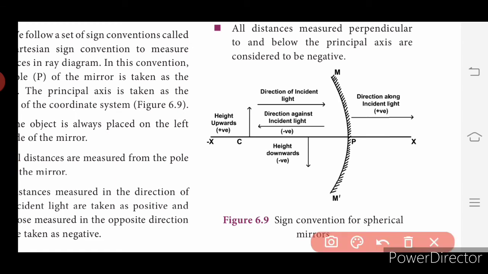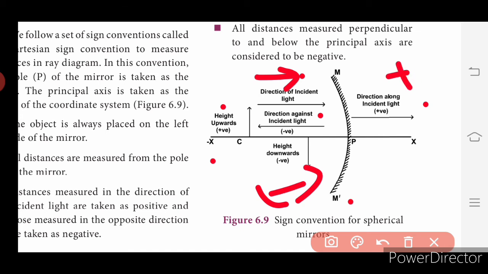You see the diagram here. So you have the mirror M and M dash and X dash. Height upwards is positive, direction along the incident ray is positive, the direction of incident light is rightwards, going towards the mirror. The direction against the incident ray, when it gets reflected back, is negative. That is why the arrow mark is on the left side. So height downwards is negative, height upward is positive. Is that clear? Towards the mirror means it is positive, that is the direction of the incident ray, and the opposite direction is negative. So this is the sign convention.